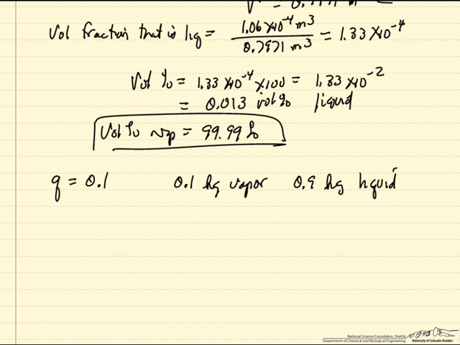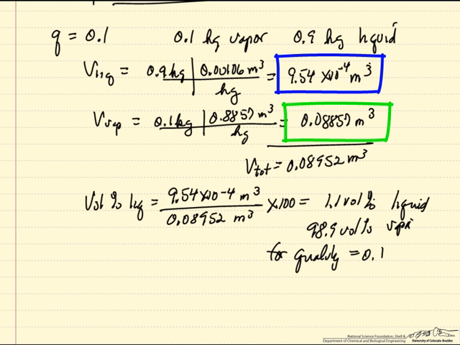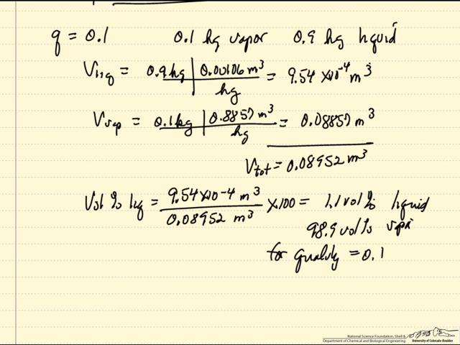Indeed, let's just do the calculation for one other condition, the same type of calculation, a quality of now 0.1. So 10% is vapor, 90% is liquid on a mass basis. And let's look at the volume percent. It's the exact same type of calculation. So here's the exact same calculation for quality of 0.1. Calculate the volume of the liquid, volume of the vapor, add to get the total volume, and then I've calculated a volume percent of liquid.